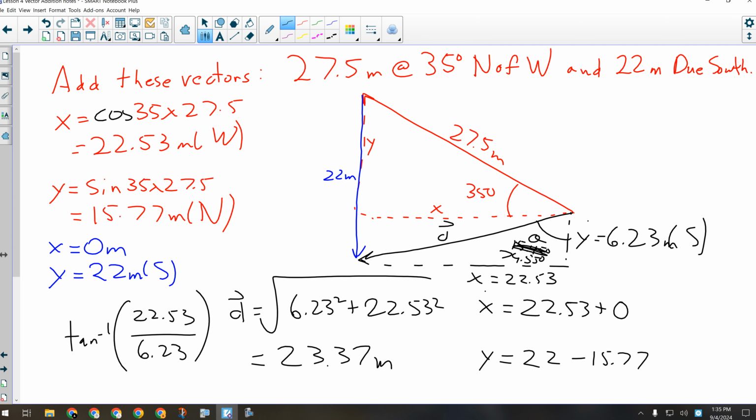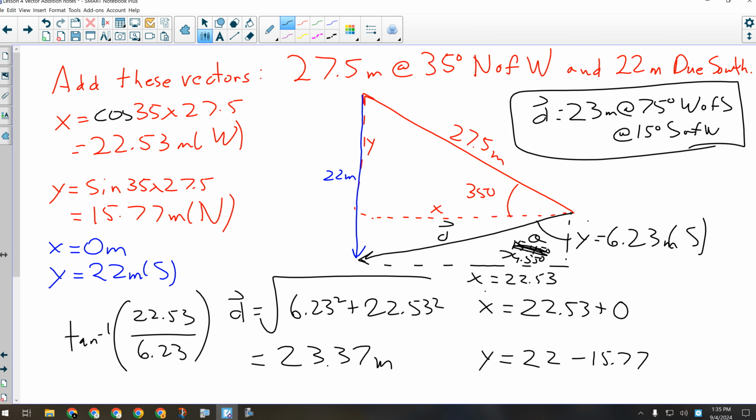Okay, how many significant digits should my final answer have? 2. I have the 27.5, that's got 3. But the 35 has 2. And I use the 35 to calculate my final answer, so 2 is the number. So my final answer would be that D is 23 meters at 75 degrees west of south, or at 15 degrees south of west. Okay? Everybody all right with that?